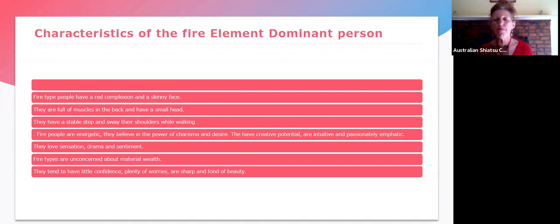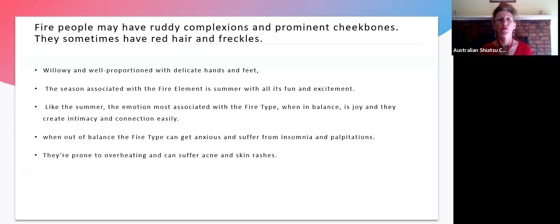Interestingly, perhaps more about relationships, transcendence than material wealth, as the earth element person might be. Interestingly, easily that can also move to having, at a deeper level, lack of confidence and worries. And so therefore, very easily the fire element, because of its nature of fire, moving very quickly, can go out of balance. Delicate hands and feet. Fun and exciting.